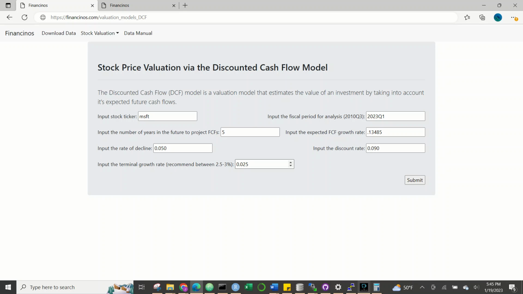The reason for this is because it is unsustainable for free cash flow to grow at a rate of 13.4% every single year. Over the long term, this company is going to slow down. Microsoft is going to slow down its growth of free cash flows, and it'll probably see a terminal growth rate of about 2.5%. And so that's generally recommended here.